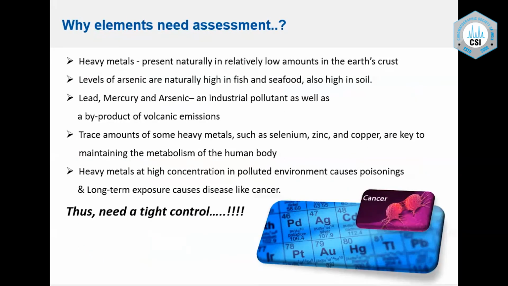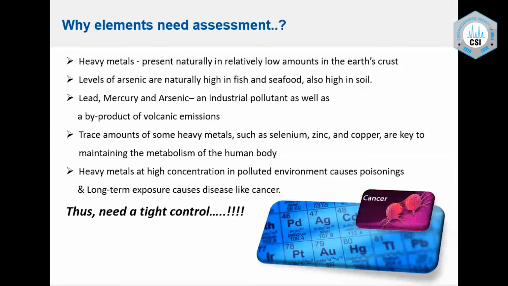Moving further, why is elemental assessment needed? You know that heavy metals and some other metals are naturally present in the earth's crust. From the earth's crust, the plants absorb these heavy metals and nutrients. That is how food products get contaminated. There are different natural sources of water, and water gets contaminated from soil, and water is the main solvent we use for different processing. In food processing, the pharmaceutical industry and other industries, this water is used as a solvent. So through this water, the products get contaminated.